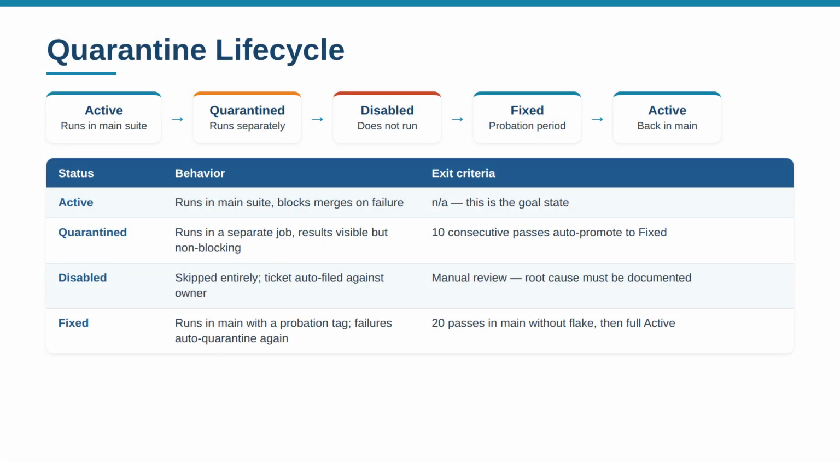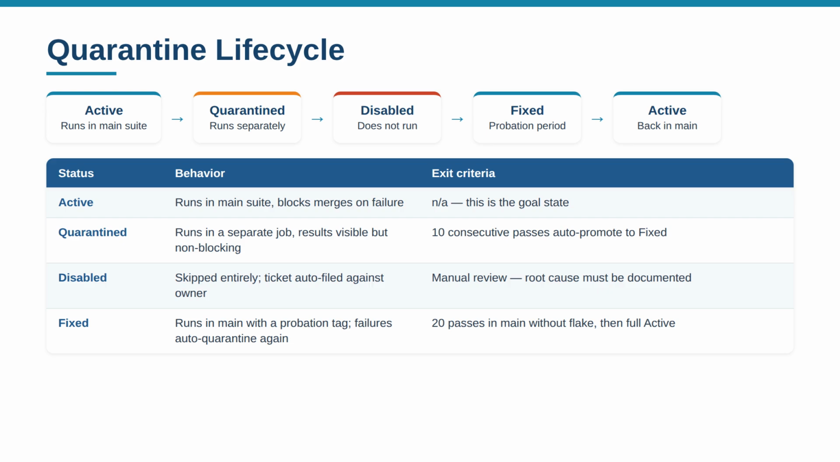Once a test is detected as flaky, it goes through a structured lifecycle rather than being ignored or deleted. The lifecycle has 4 states. Active is the goal state. The test runs in the main suite and blocks merges on failure. Quarantined means the test runs in a separate parallel job. Results are visible and tracked, but the test cannot block a merge. This is where flaky tests live while they're being investigated or fixed.